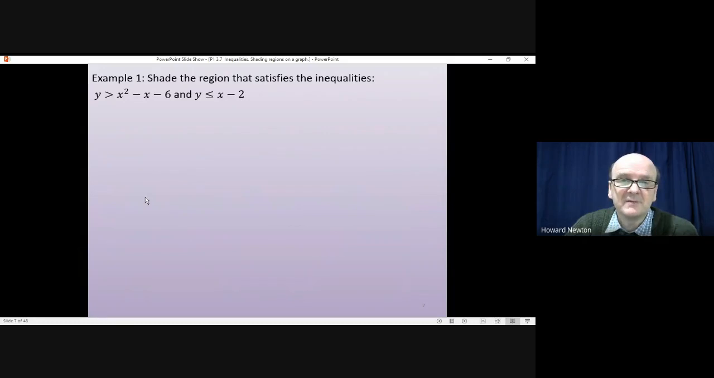Okay, an example for you to have a go at yourselves. Shade the region that satisfies the inequalities. Y is bigger than x squared minus x minus 6, and y is less than or equal to x minus 2. Have a go yourselves, pause the video and come back when you're ready.